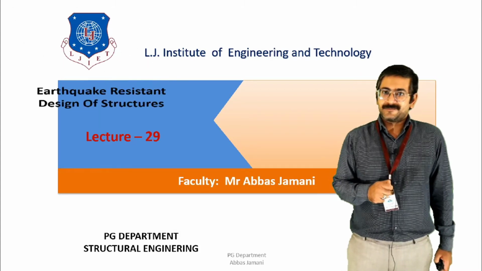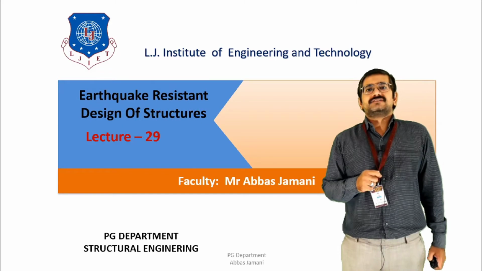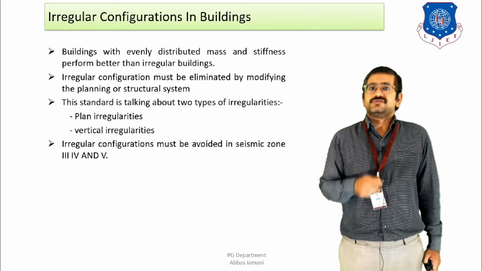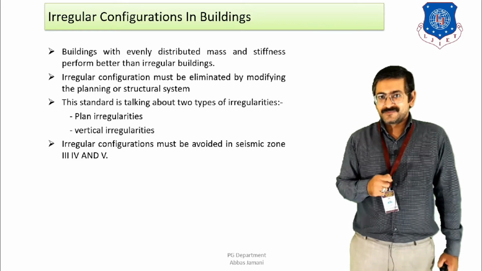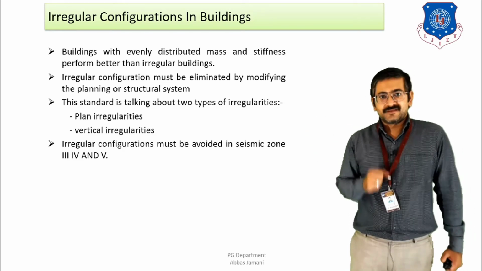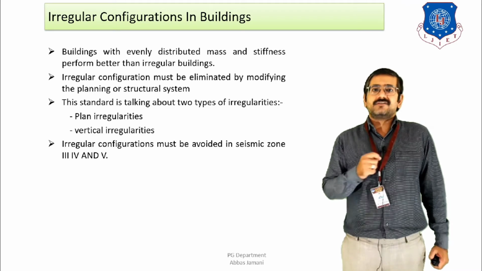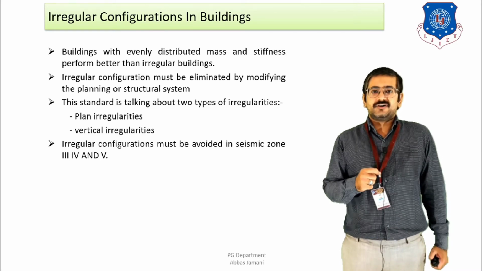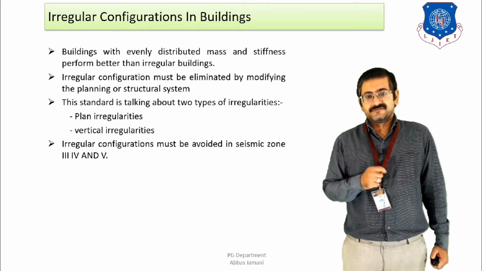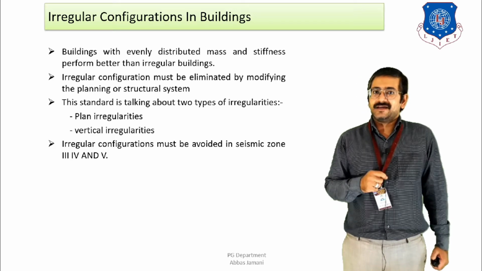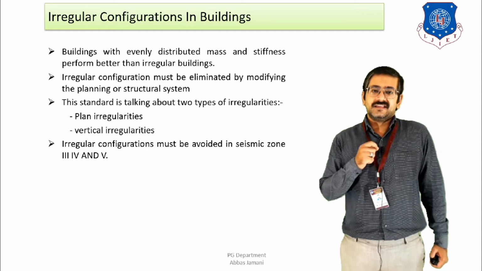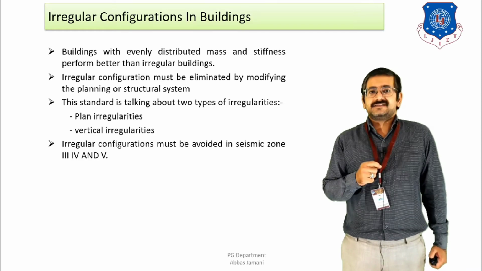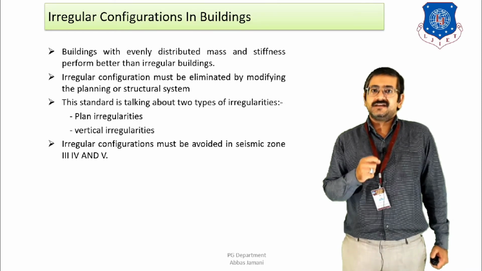In today's lecture, our focus will be on the other type of irregularity, which is also very important, and that is the vertical irregularity. As we discussed last time, the performance of buildings with regular structures has been observed to be far better than that of irregular structures, and that is why an attempt should be made to eliminate irregularity in the structural configuration, as well as through modification in the architectural planning, wherever possible.